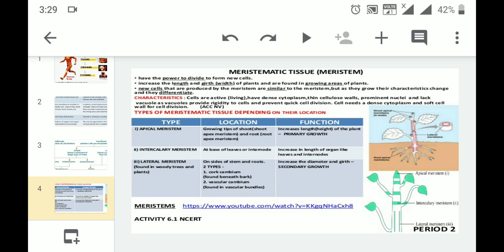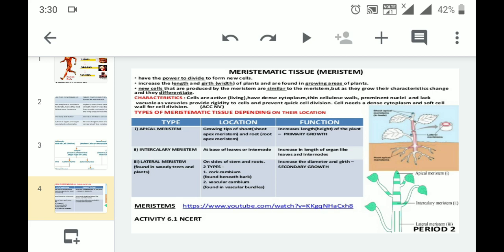Next is the intercalary meristem. They are present at the base of leaves or internodes. The function of intercalary meristematic tissue is to increase the length of organs like leaves and internodes.